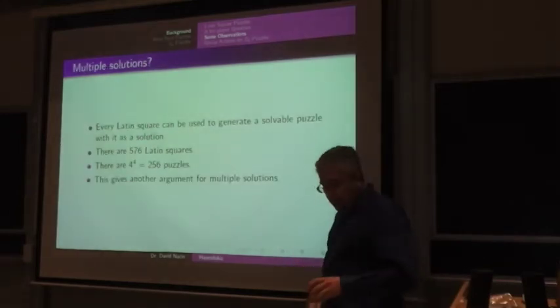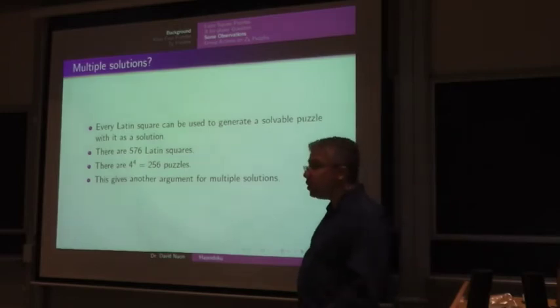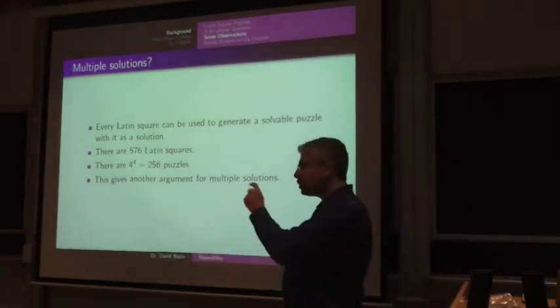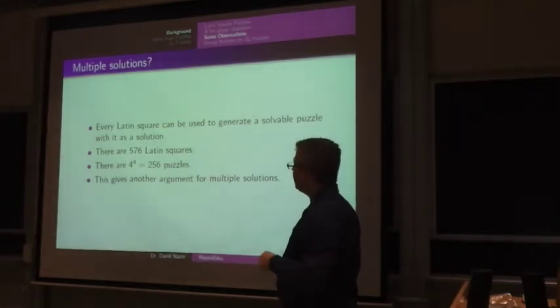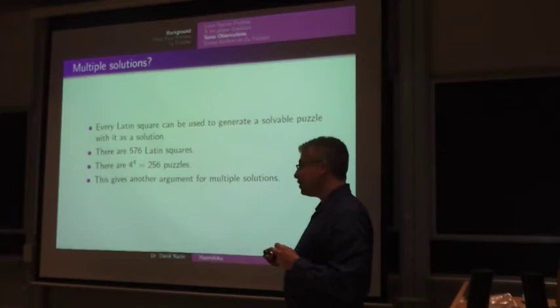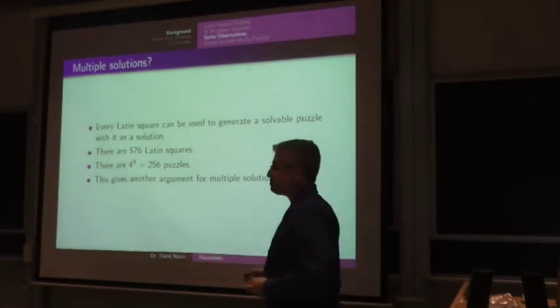Okay. So now that we have a new cage pattern, we know in order for a puzzle to have a chance at a solution, we can sort of ignore those center clues. And there are 576 Latin squares, but only 256 puzzles, so this gives us a different argument that there must be some puzzles with multiple solutions.